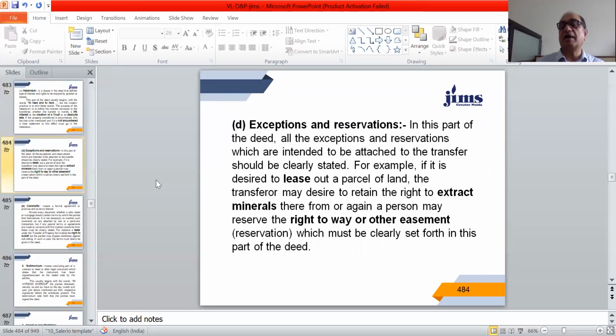Then the fourth part of this testatum is exceptions and reservations. Sometimes I transfer the property but I keep certain reservations with me. So those exceptions and reservations are to be made a part of the deed very clearly.